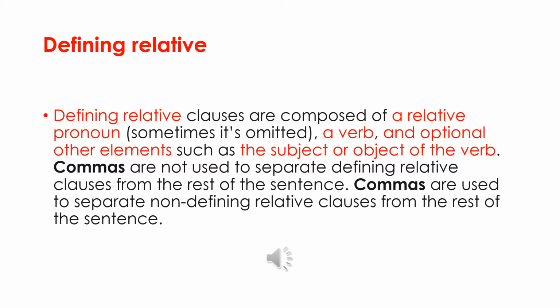Defining relative clauses are composed of a relative pronoun, sometimes it's omitted, a verb, and optional other elements such as the subject or object of the verb. Commas are not used to separate defining relative clauses from the rest of the sentence. Commas are used to separate non-defining relative clauses from the rest of the sentence.